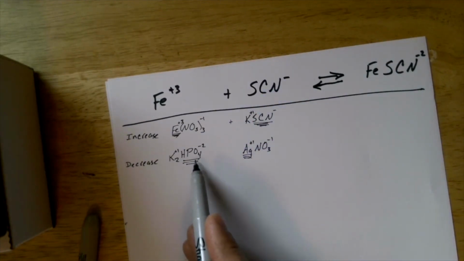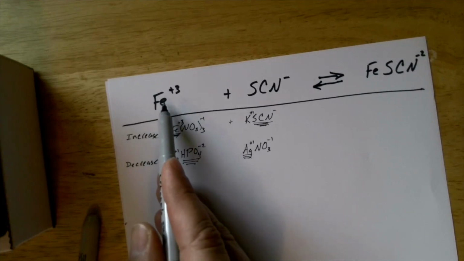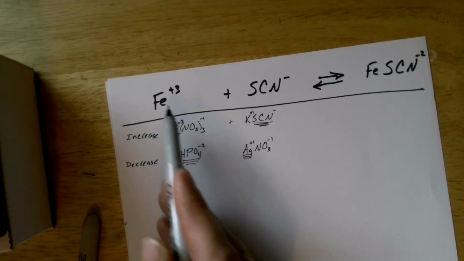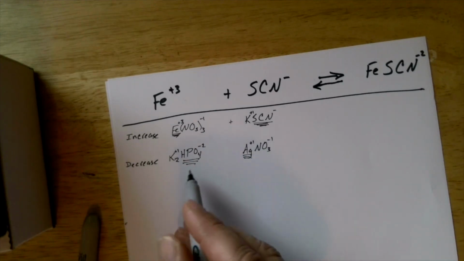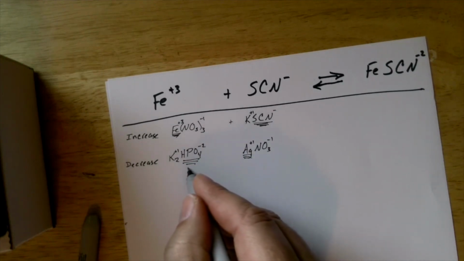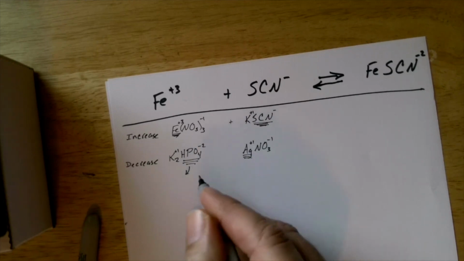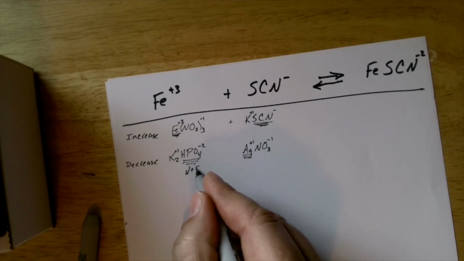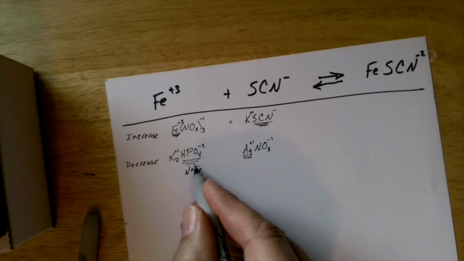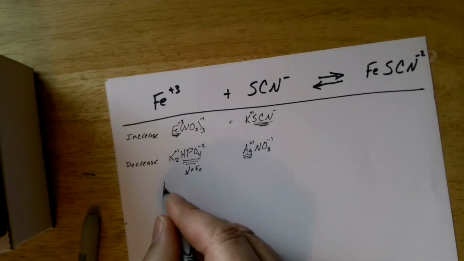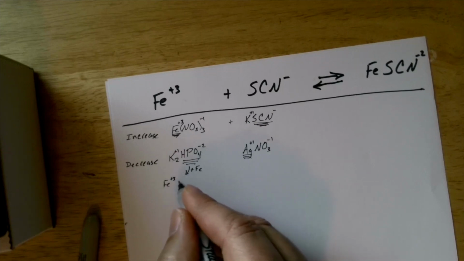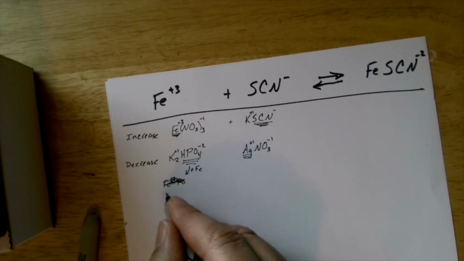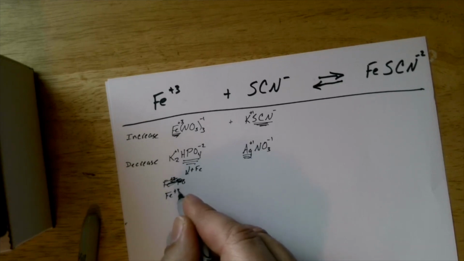Same thing here with hydrogen phosphate. It will bond with the iron here making ferric hydrogen phosphate. So when this happens, this will bond with the iron, and in doing so, it will produce ferric hydrogen phosphate.